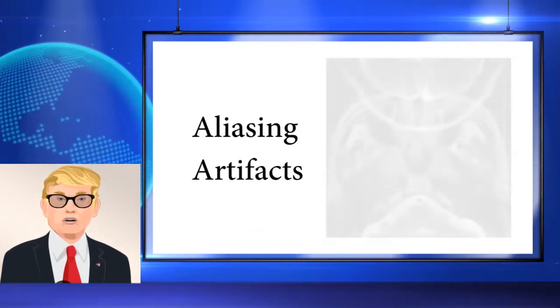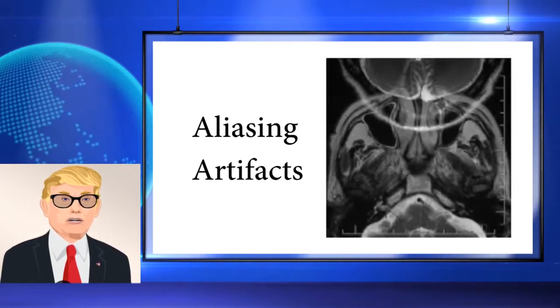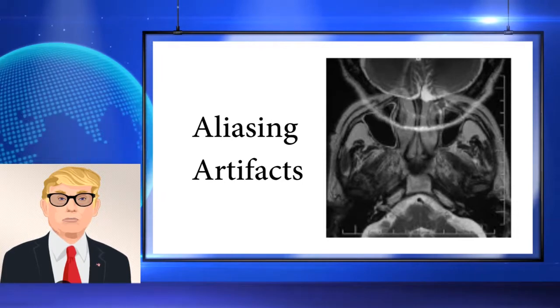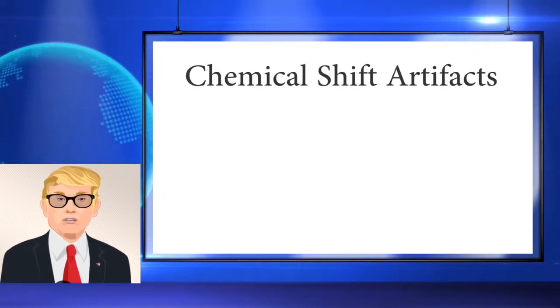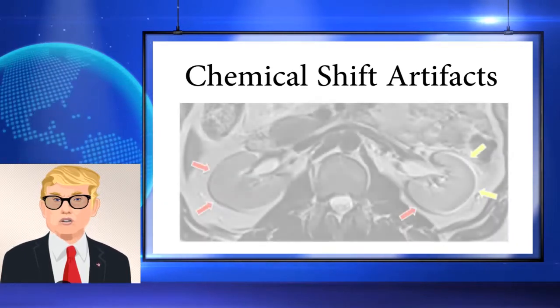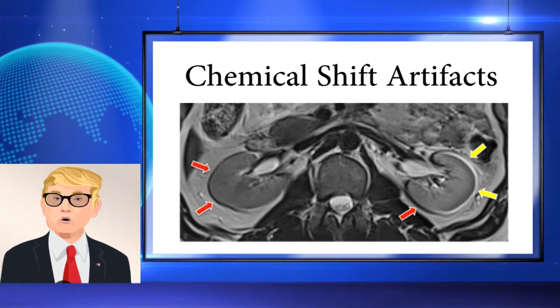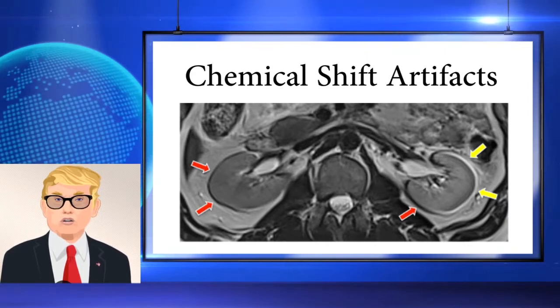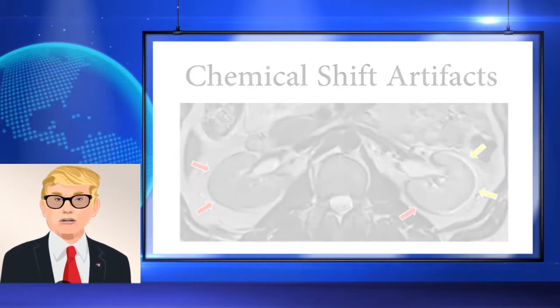Wraparound or aliasing artifacts appear when the diameter of the scanned area is greater than the dimensions of the field of view used. A part of the image is folded on itself. Chemical shift artifacts appear at the interfaces between water and fat because the precessional frequency of protons is slightly different in these two substances. The chemical shift artifact is commonly noticed in the abdomen, spine and orbits.